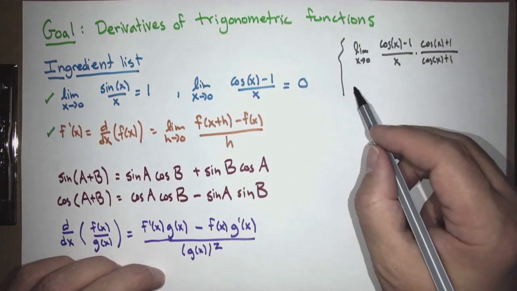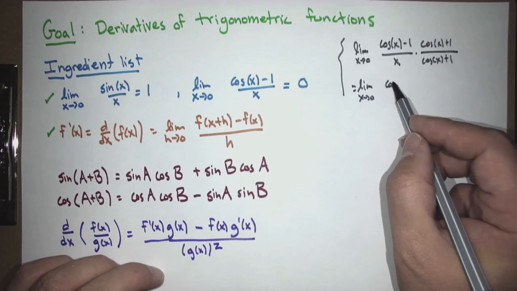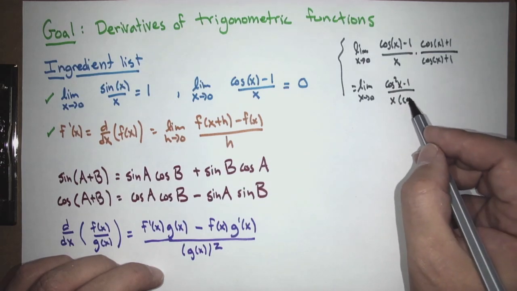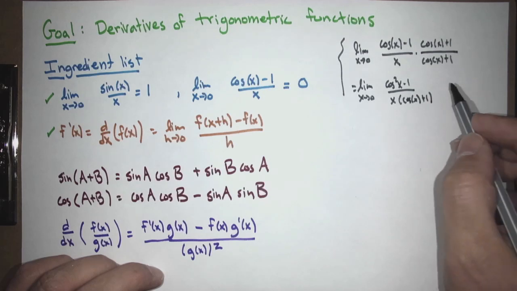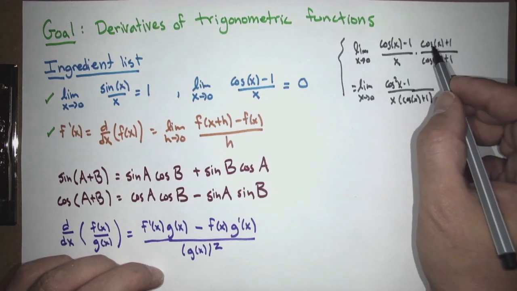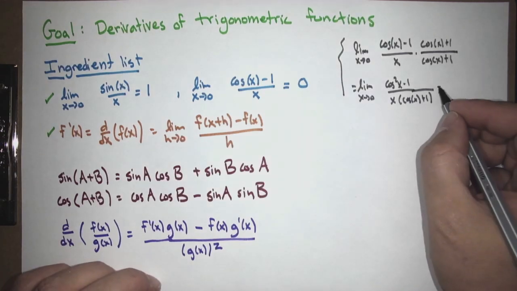Okay, so upstairs, this becomes cosine squared x minus 1. Downstairs, we have x times cosine of x plus 1. We're not going to distribute the downstairs because it's the upstairs that's important. So you only do the distribution where it's important, where it's useful. You don't do it where it's not useful. That's a pretty good rule of thumb. Do things where they're useful. Pro tip, be good, be useful.